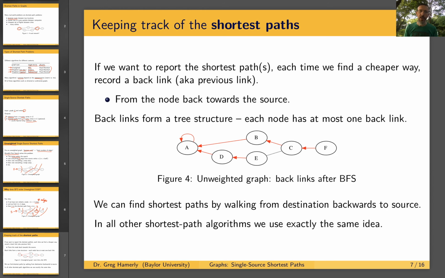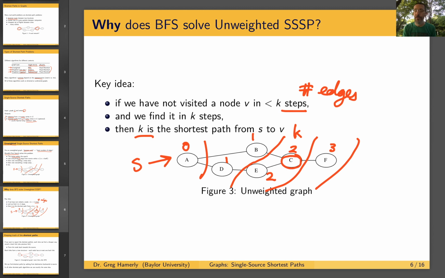So let's talk then about how to keep track of the shortest paths. And by the way, I want you to keep this intuition of why breadth first search solves unweighted single source shortest path, because we'll revisit this idea of looking at everything closest to the source and then everything a little bit further away and a little bit further away. We'll revisit this idea again in this same lecture.